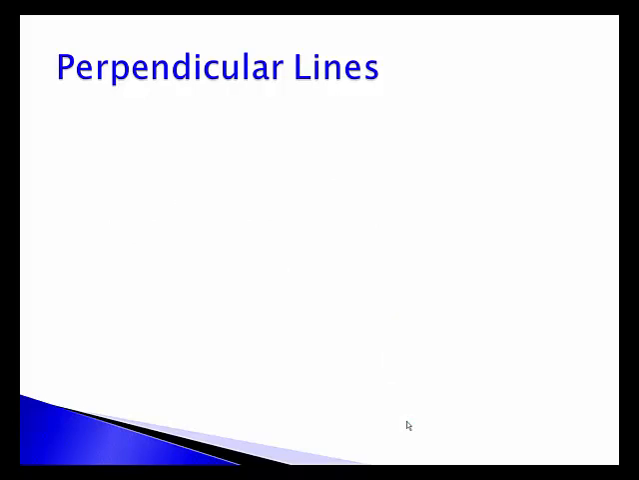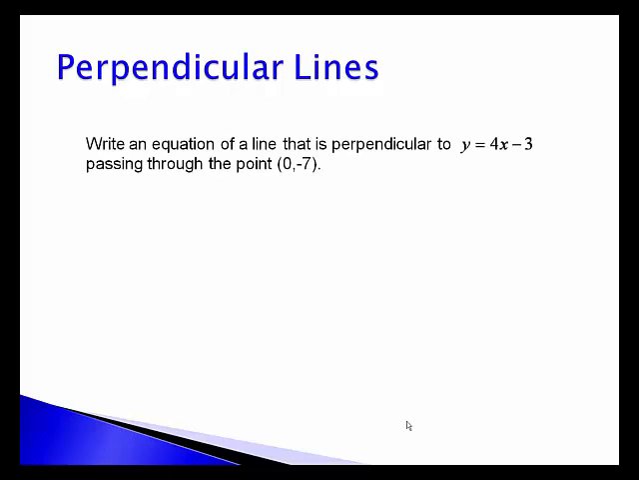Now this is going to get a little bit more interesting. Let's look at some more perpendicular lines. What we want to do now is write an equation of a line that is perpendicular to y is equal to 4x minus 3, passing through the point (0, negative 7).